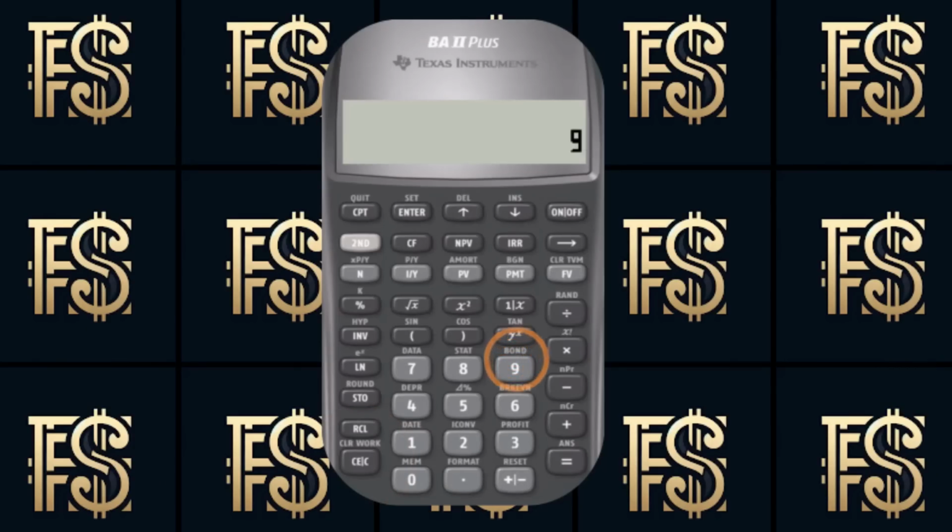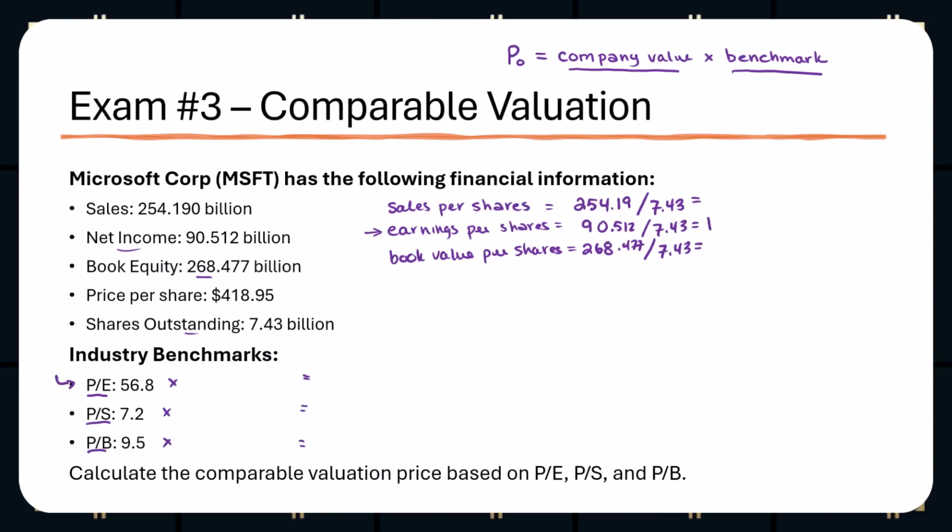Again, the net income was $90.512 billion. We're going to divide that by the $7.43 billion outstanding. That gives us an earnings per share of approximately $12.18. We're then going to multiply that by the 56.8 PE ratio. Again, that's an industry PE. And what we find is that the price estimate of the stock is $691.94.